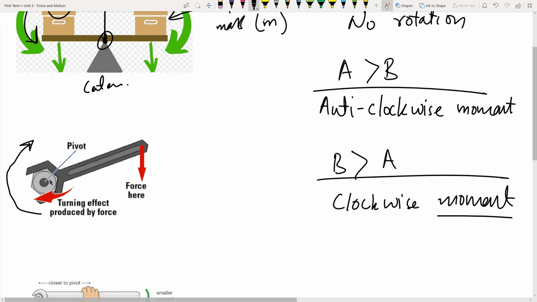It's fixed on an axis. So this pivot is called axis. Sorry, the pivot is the point where this object is supposed to rotate, also known as the axis of rotation, right? Where this object is going to rotate.